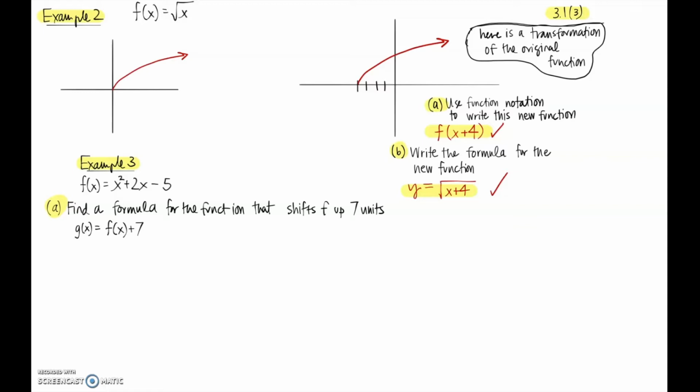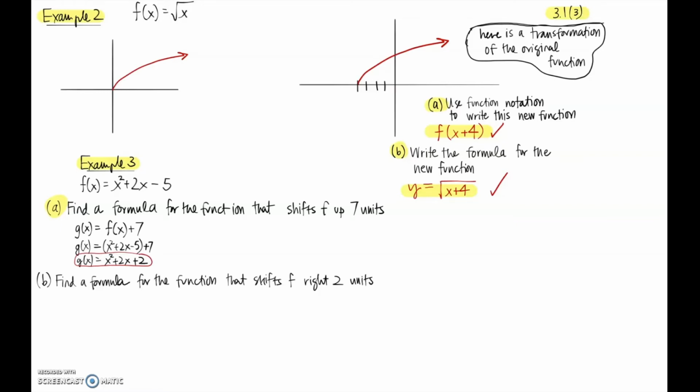They don't want it in function notation. So f of x plus 7 would be x squared plus 2x minus 5. That's what f of x is, plus 7, and we could definitely simplify that. So g of x equals x squared plus 2x. Let's see, negative 5 plus 7 is going to be a plus 2. And so this is it. This is the formula for the function that shifts f up 7 units.